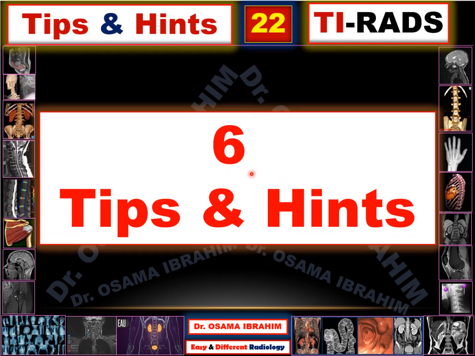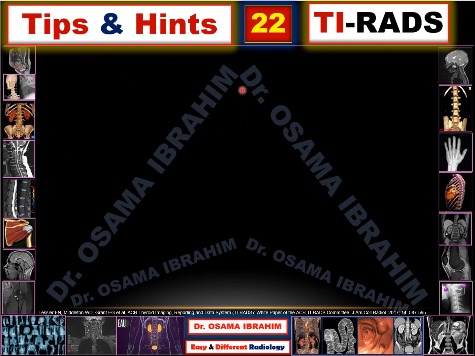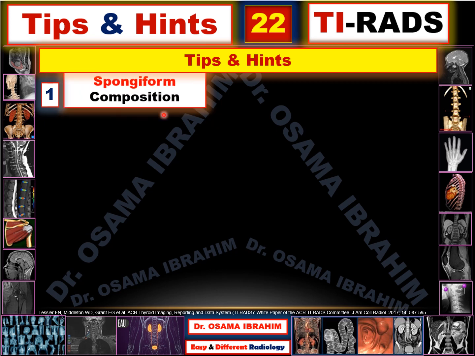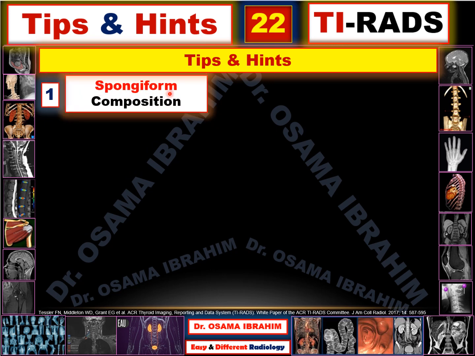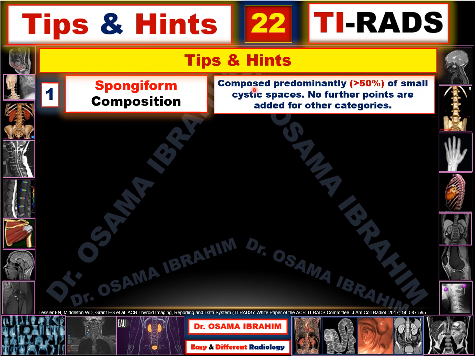At the end, I have one more slide. This slide is tips and hints. There are 6 tips and hints from my presentation today. The first one is to define the spongiform composition. Spongiform composition means composed predominantly, more than 50%, of small cystic spaces. No further points are added for other categories if the nodule is spongiform.